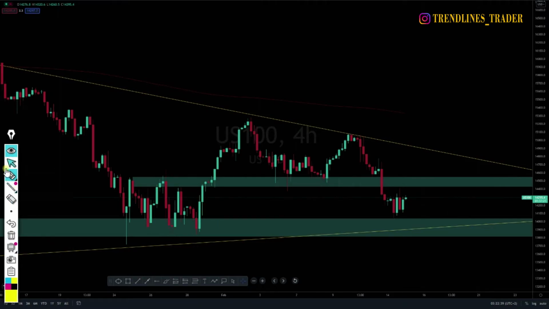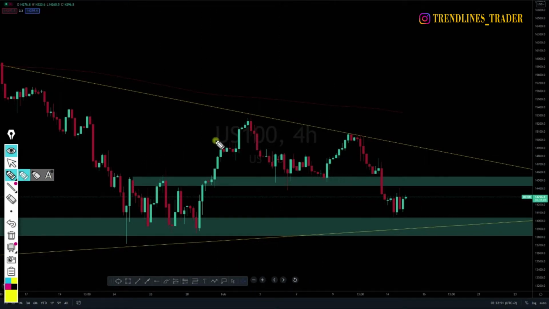By end of February, we will be on a very bullish trend, very beautiful bullish trend. Let's not waste any time. Let's dive to the next one, which is the US30.